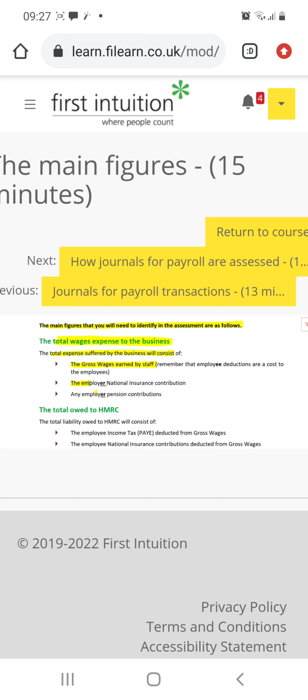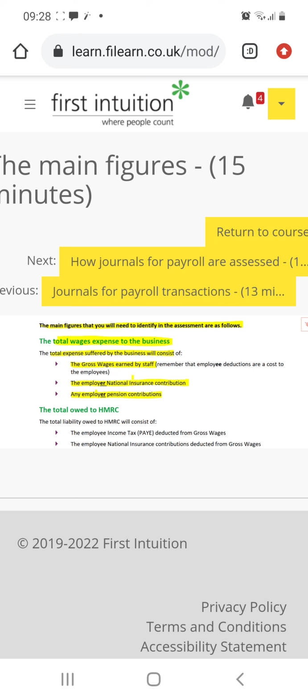On top of that, the employer national insurance. Remember, any employee bits will be wrapped up in gross wages and sorted out. So the employer national insurance contributions are an extra cost on top, and the employer pension contributions, again, that's the extra bit on top of gross wages. So that will be your total wage expense to the business. It's those three elements you're looking out for.